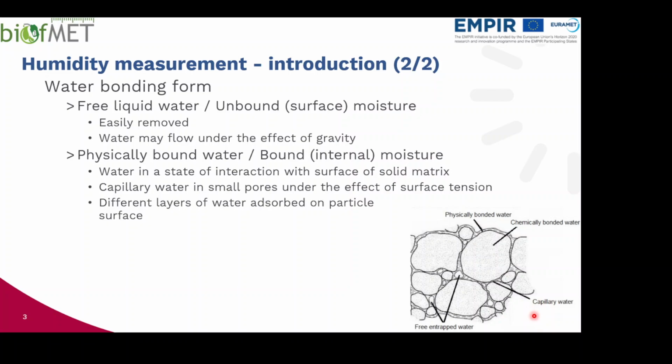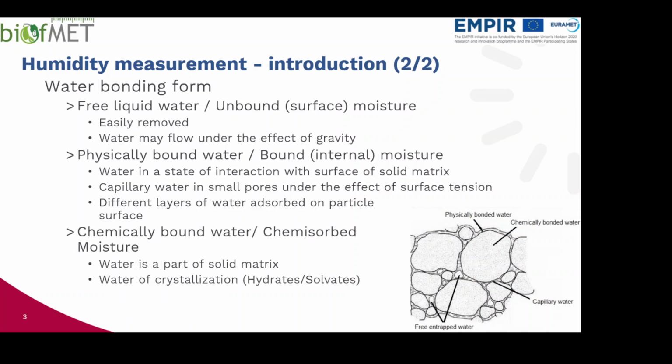This type of water is held by capillary forces, which are relatively weak and can be overcome by gravity or other external forces. Physically bound water: this type of water is bound to the solid matrix through physical forces, such as van der Waals forces or hydrogen bonds. These forces are stronger than capillary forces, but weaker than chemical bonds.